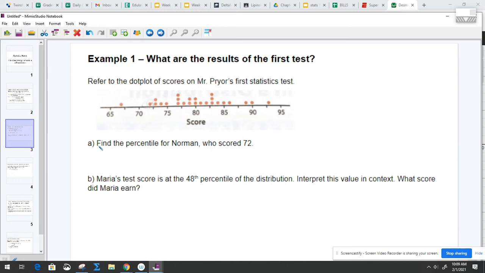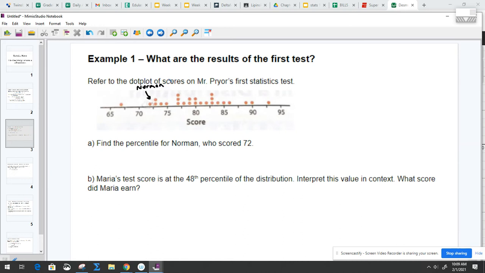Okay, so as we're moving forward and we take a look at this, it says refer to the dot plot of scores on Mr. Pryor's first statistics test. So you can see the scores, you can see the dots, and it's asking you to find the percentile for Norman, who scored 72. So if that's 65 and that's 70, that would be 67.5. That's 70, that's 75, that would be 72.5. So I am specifically talking about this dot right here. That would be Norman's score. I'm just going to go ahead and put a little arrow at this. This is Norman's score.